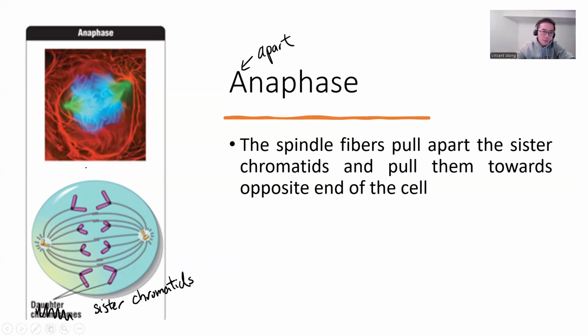And now, how many chromosomes do you see? 1, 2, 3, 4, 5, 6, 7, 8. Right? So in metaphase it is 4. Once you split it, it's 8. So if I split the cell in half now, then each half will get 4, which is the same as the original cell. So the sister chromatids separate, and then they get pulled towards the opposite ends of the cell.